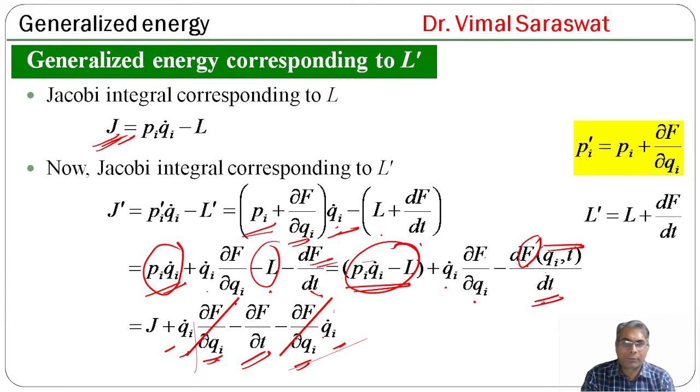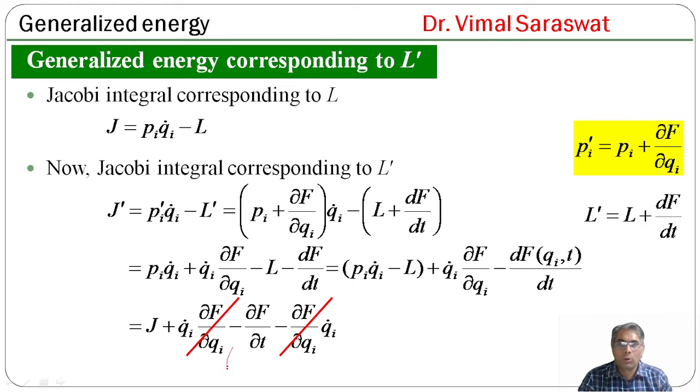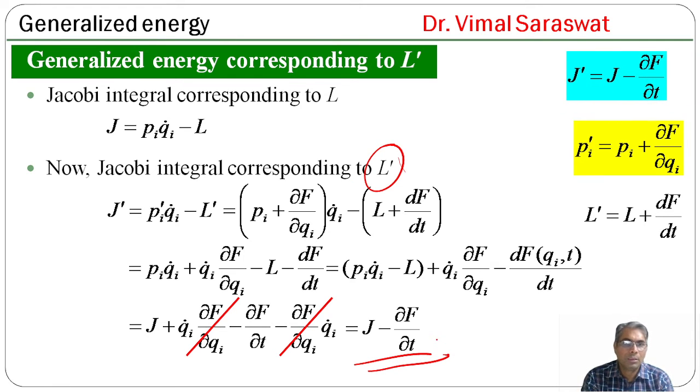Now this term is cancelled with this one. So we get J minus del f upon del t. So the Jacobi integral corresponding to L dash will be J minus del f upon del t. So J dash equals J minus del f upon del t. This is the Jacobi integral corresponding to L dash, and this is the generalized momentum corresponding to L dash.